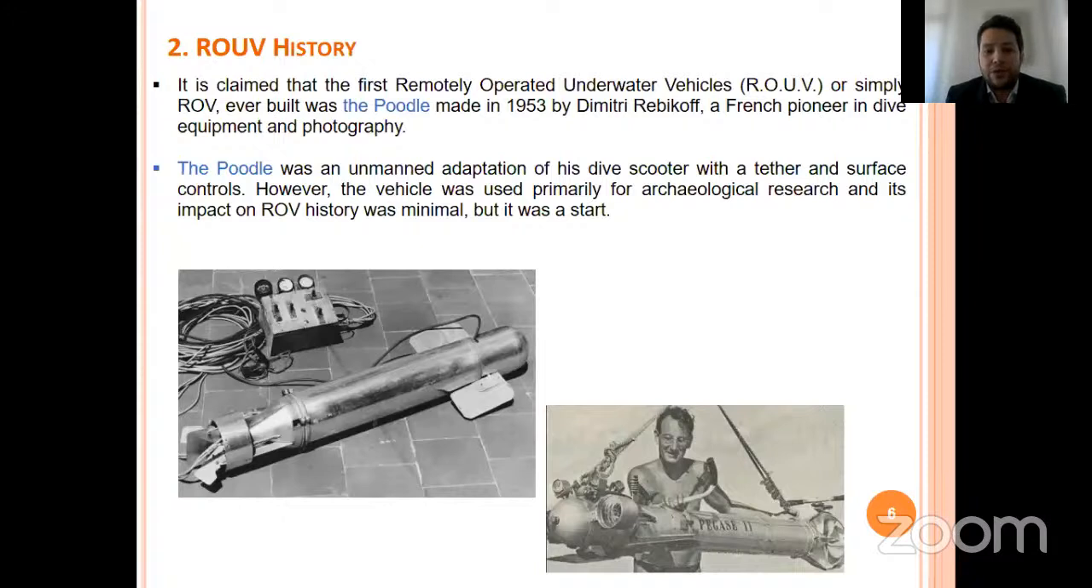So I repeat, it's claimed that the first remotely operated underwater vehicle, or simply ROV, ever built was the Poodle, made in 1953 by Dmitri Rebikoff, a French pioneer in dive equipment and photography. So the Poodle was an unmanned adaptation of his dive scooter with a tether and surface controls. However, the vehicle was used primarily for archaeological research, and its impact on ROV history was minimal. But it was a start and a beginning to research in this field.